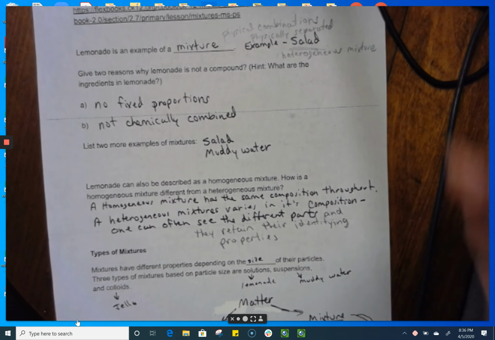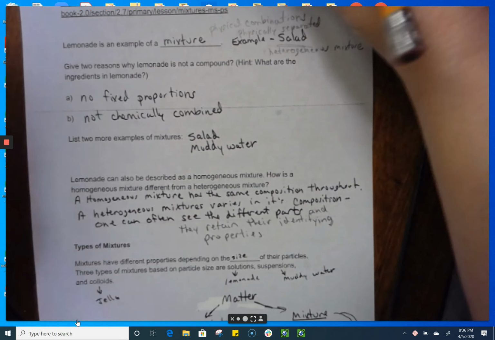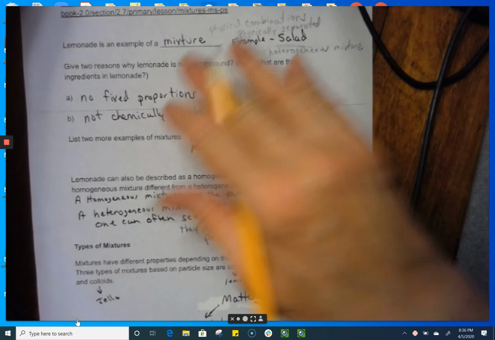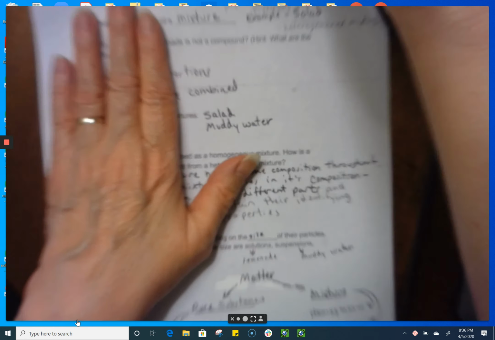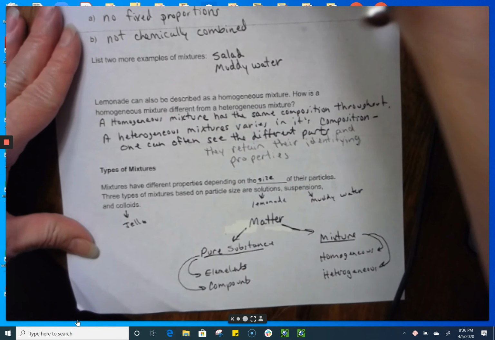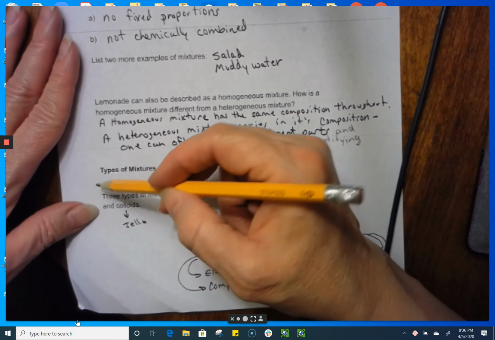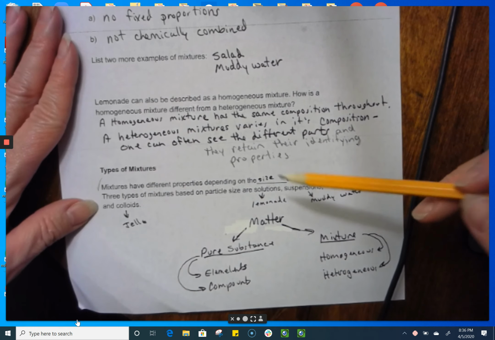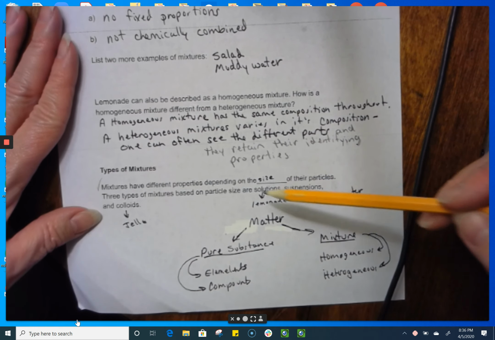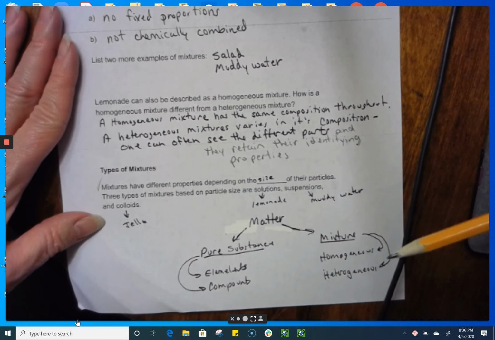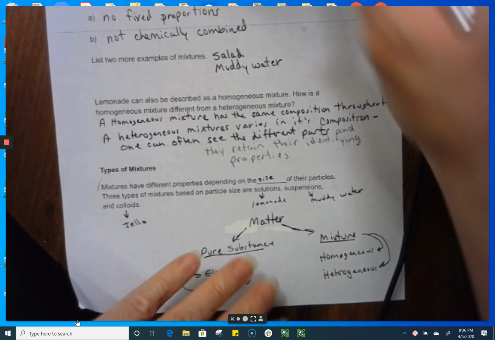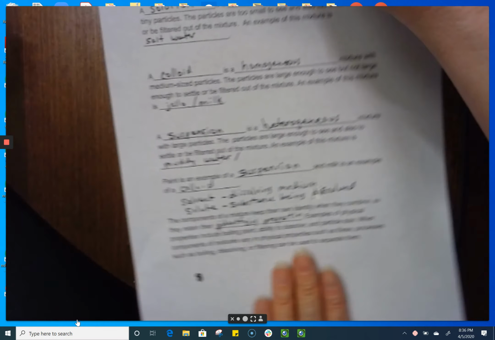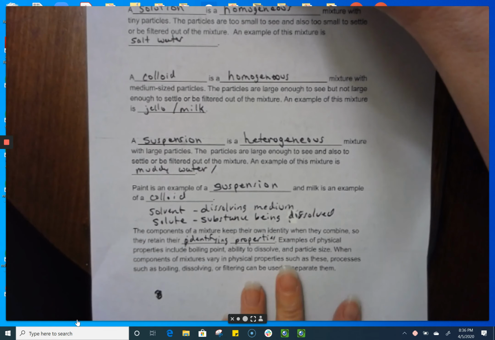Okay. Now, there's different types of mixtures based on the particle size. And that's another test question. There's 3 types of mixtures. There's solutions, suspensions, and colloids. So I'm going to flip over to the back here. You have another page that's pushed out to you, I believe.